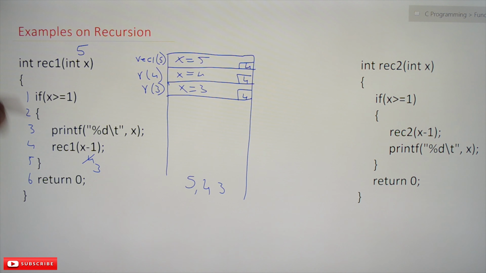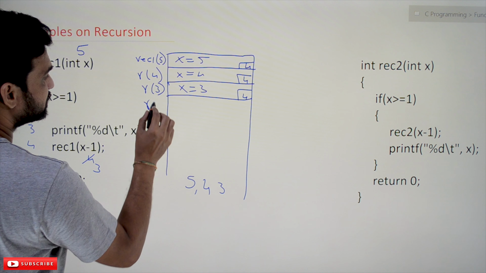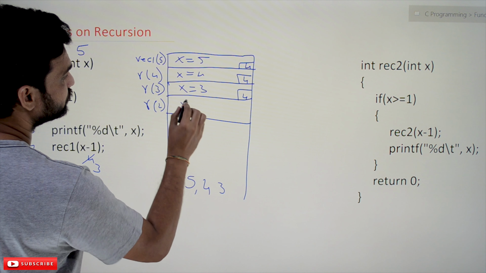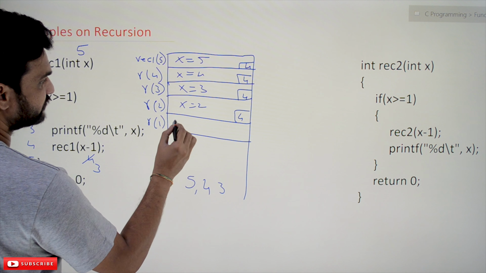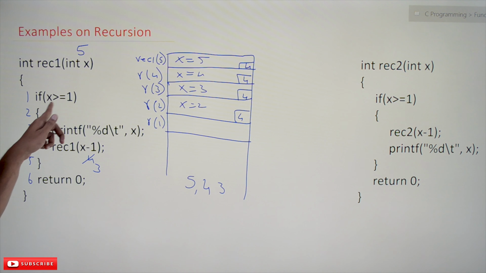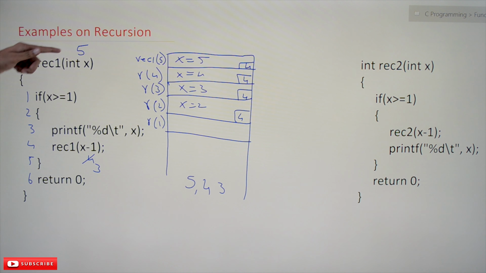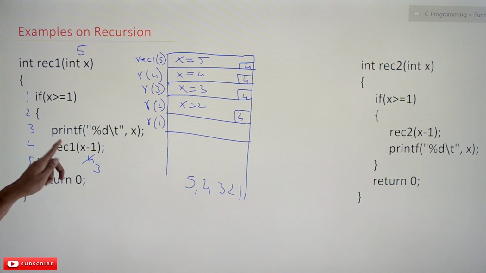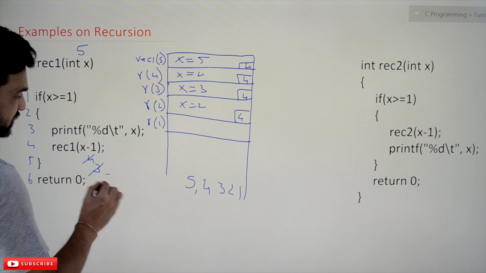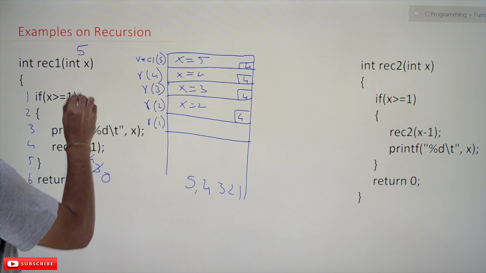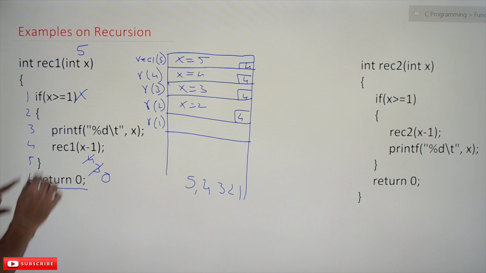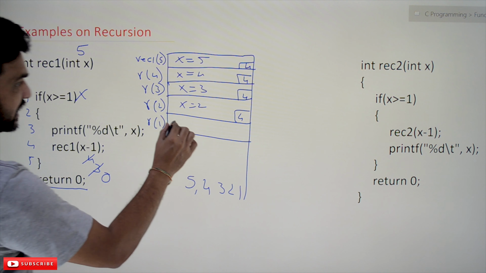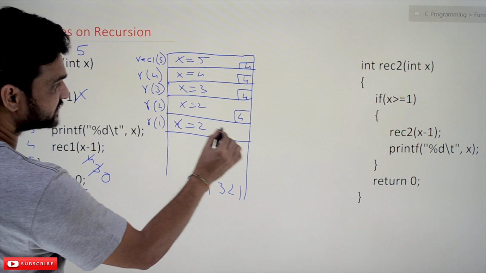Again the function call is made with r2, x is equal to 2. The same process happens for r equal to 1, x equal to 1, where x is greater than or equal to 1 since the value of x is 1. Here 2 and 1 will get printed, and after that again a function call is made with 0, rec1 of 0. With 0 this condition is going to fail, so this one will get executed and this one will get executed. With that, this function has been done with r equal to 1, x equal to 1.